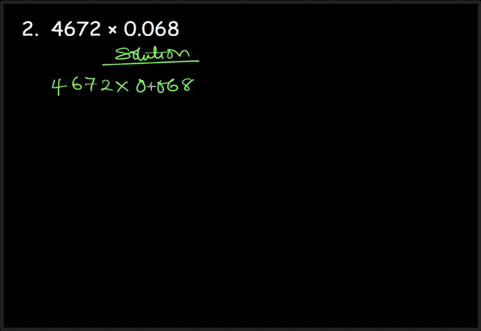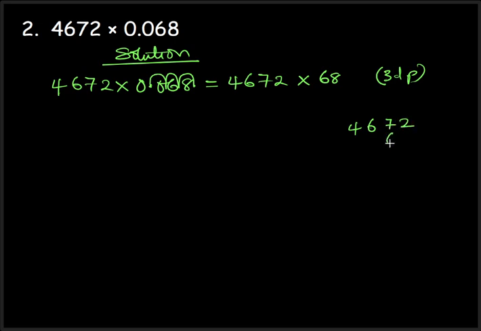How many times do we have to shift that? 1, 2, 3. 3 places. So that will be equal to 4,672 times, no, this will be 0.068, which will make it 68. So how many places? That will be 3 decimal places. So let's multiply that. 4,672 times 68, and let's see what we'll get.